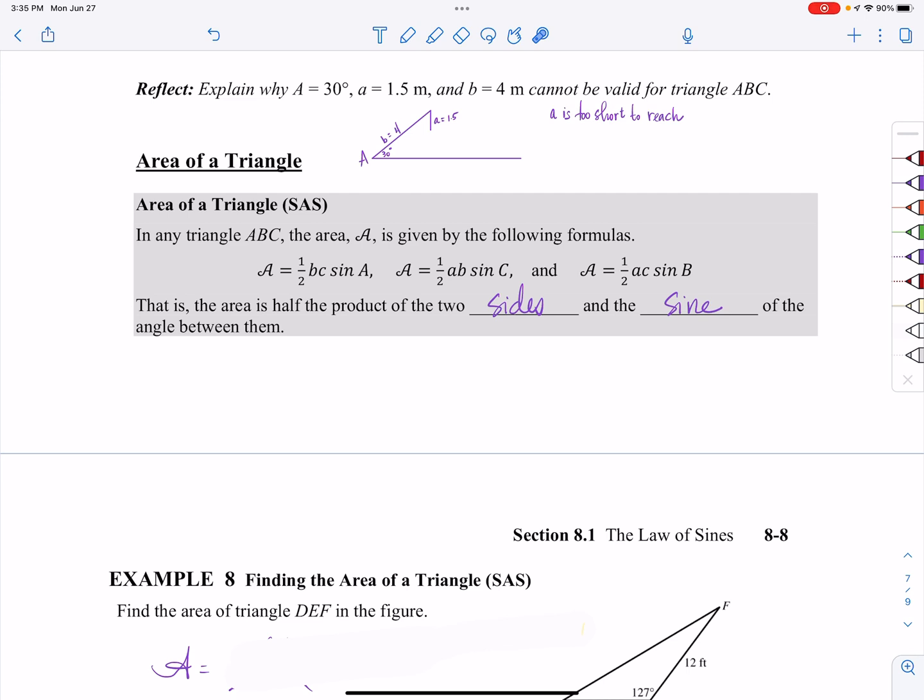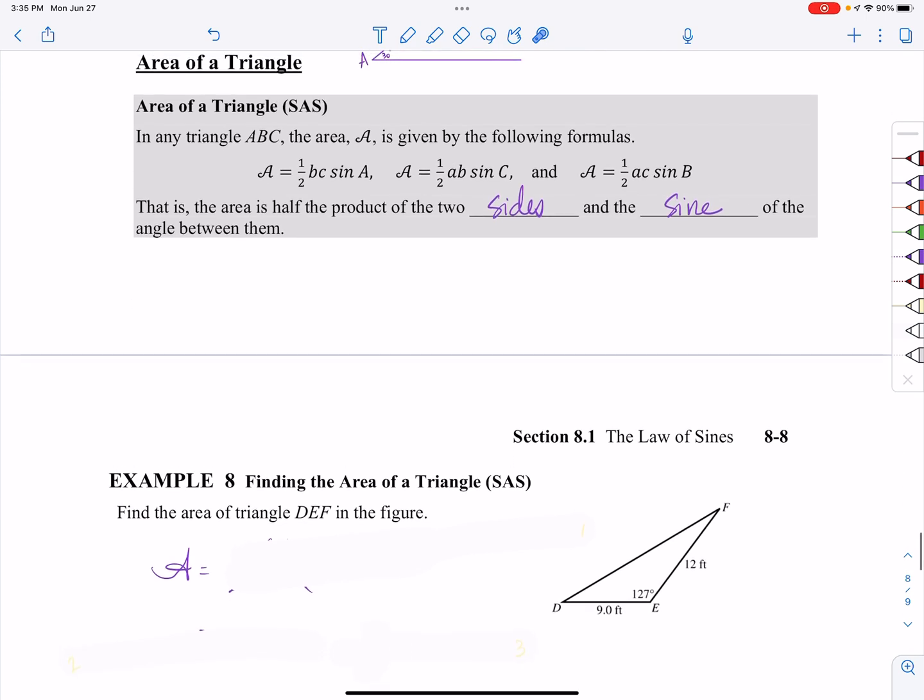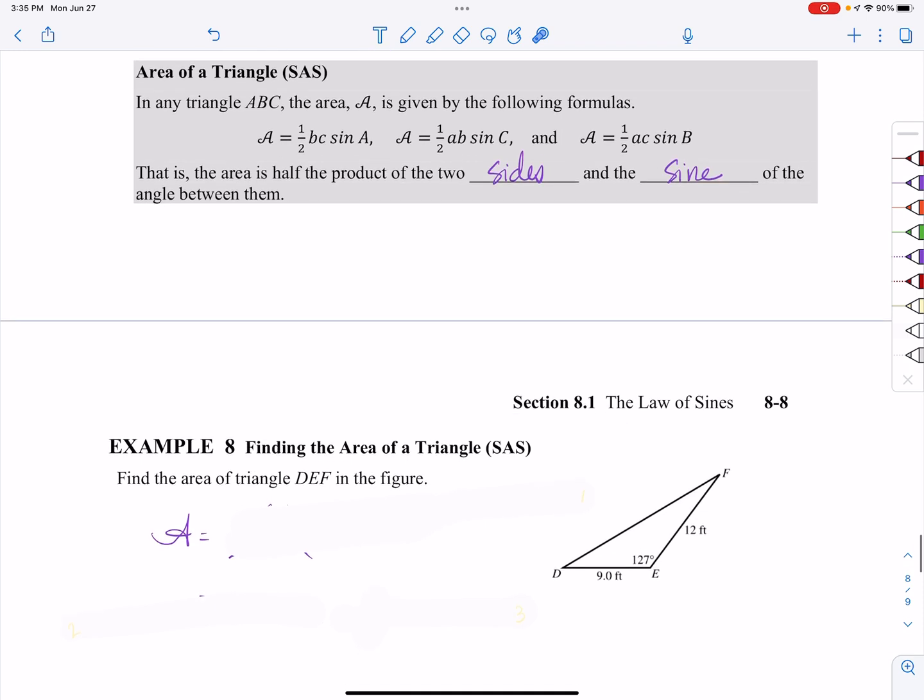The last concept in section 8.1 deals with finding the area of a triangle. Specifically, we're going to be finding the area of a triangle where we know two sides and the included angle. In high school geometry, you would have used something like 1/2 base times height. And that's great if you know the height. But in this particular case, we don't know the height. We only know two sides and the angle between. And so there is a different option here for being able to find the area.